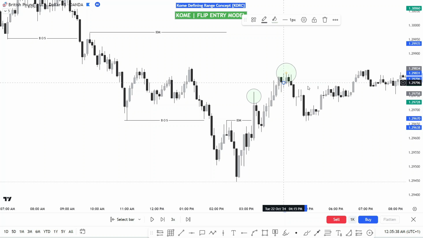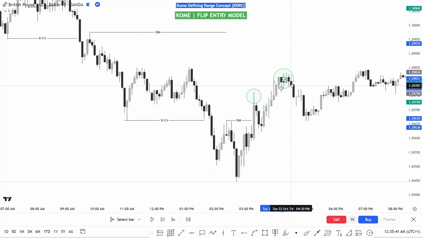So we'll go to 1 minute. By the time we are done marking the higher time frame zones, we'll go to the 1 minute and check them. As you can see, these were the only valid ones. So we'll come to this next day.